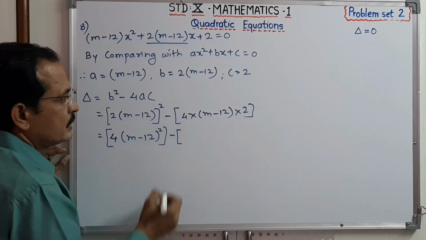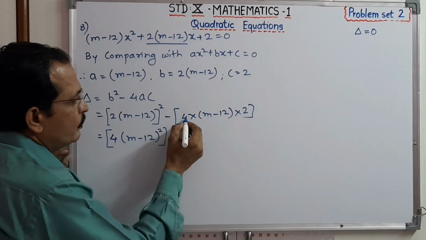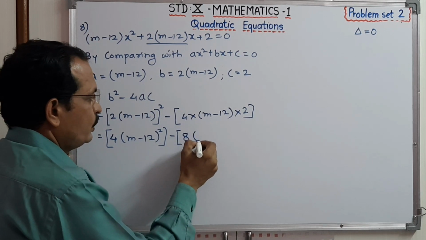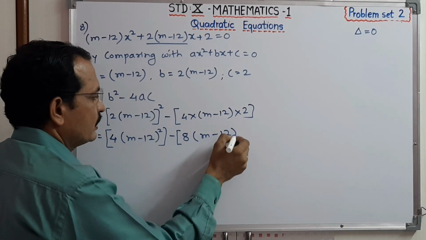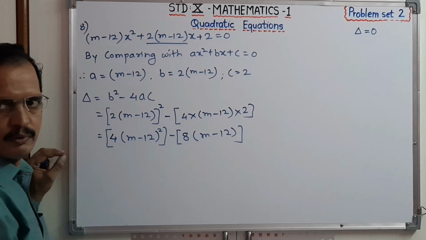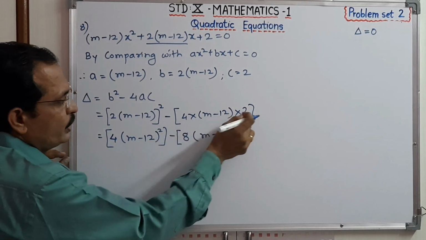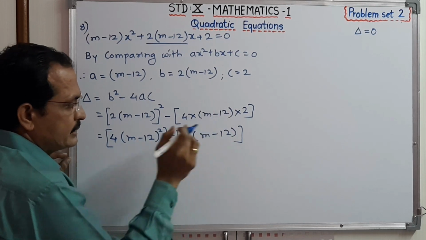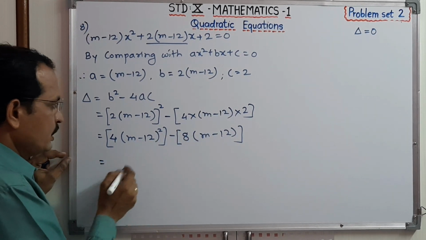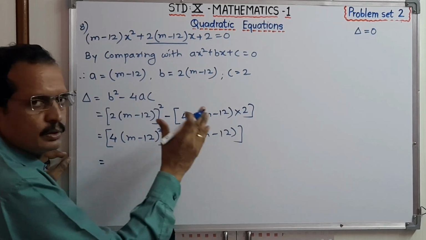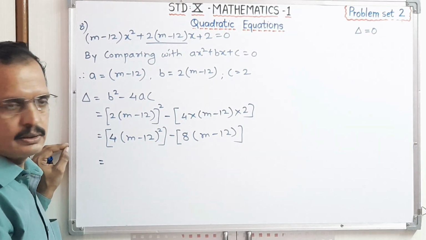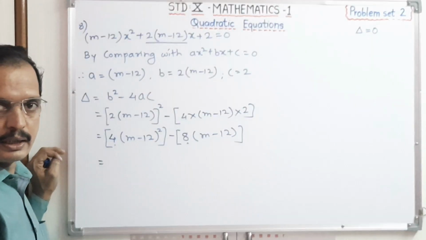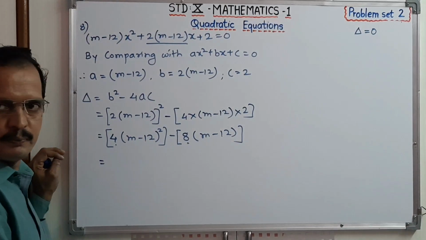minus, here 4 2 is 8, into m minus 12. I think everyone understood this. 4 into 2 is 8, and this minus m minus 12 as it is. Now from this and this we have to take out the common factors. Here it is 4 and here it is 8. Therefore we can take out 4 as a common.